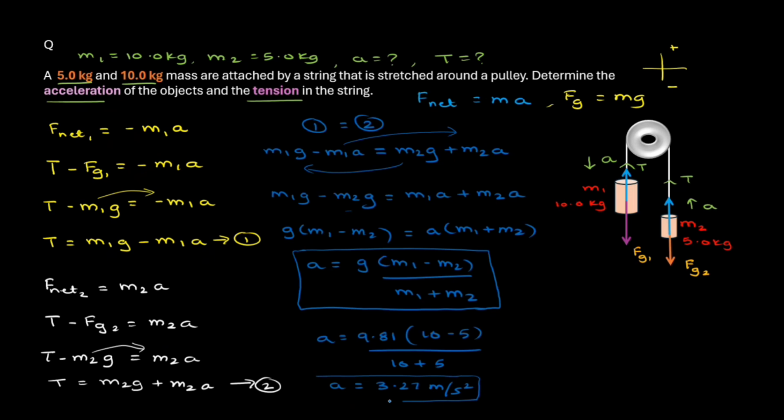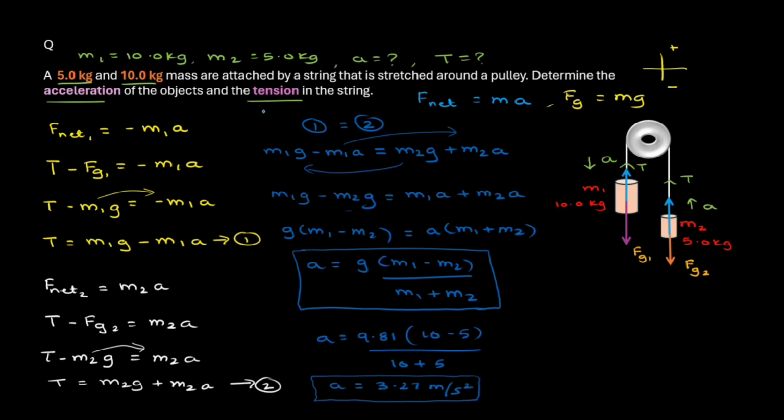And since this acceleration came out to be positive, that means the direction that we assumed in the beginning was correct. If it wasn't correct, this acceleration would have been negative. So this completes part A of the question, where we wanted to find acceleration.